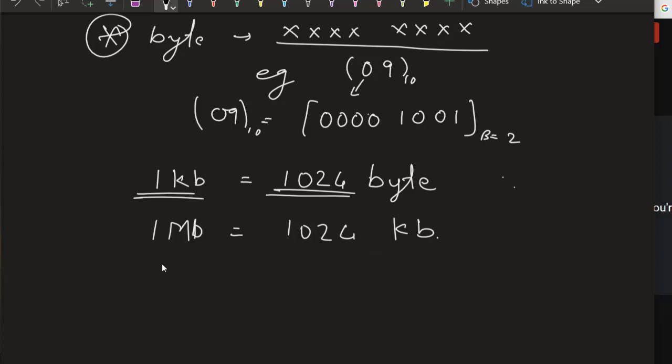So 1 GB, apart from this, you know that 1 GB is 1024 MB. This is very much basic. And 1 TB, you might have heard, not only heard, you might have 1 TB of hard disk in your system. So 1 TB is nothing but 1024 GB.